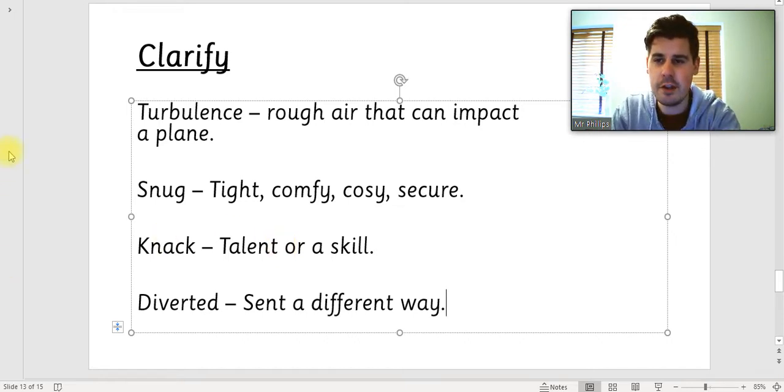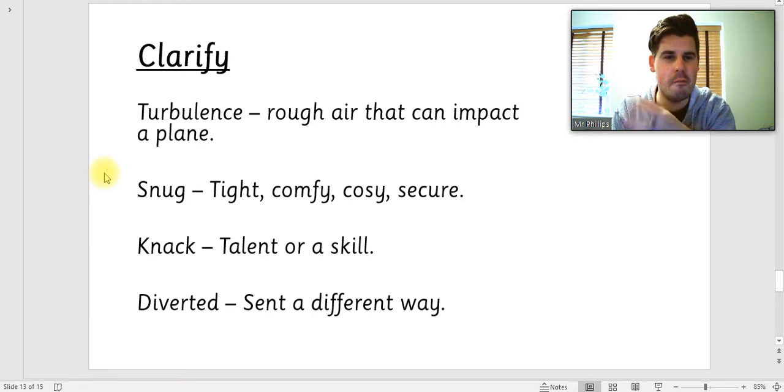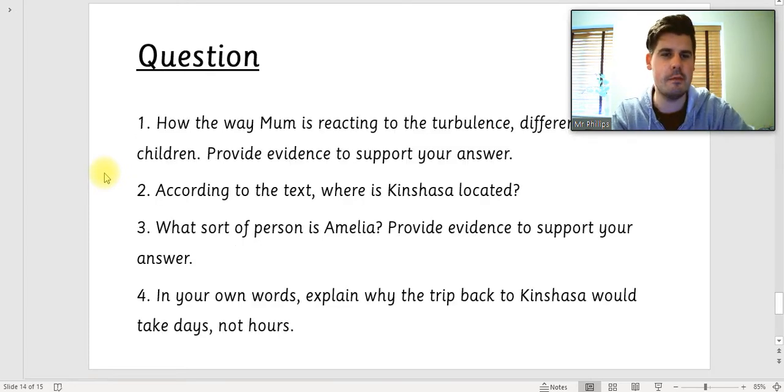So even if you got the general idea but don't necessarily get my exact words, that's absolutely fine. You can still give them a tick. If yours weren't quite right, doesn't matter. Just write my definitions alongside yours. Okay? Well done. So now we've predicted, we've read the text, and we've clarified. It's time to answer some questions.